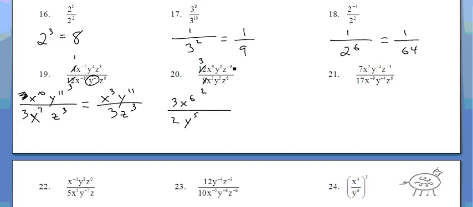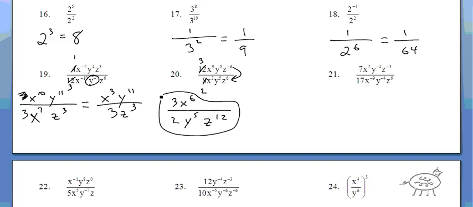And that negative exponent goes to the bottom. So it's z to the 12th. And that's your answer. 3x to the 6th right there. Don't let that 2 get in the way. 3x to the 6th over 2y to the 5th, z to the 12th.